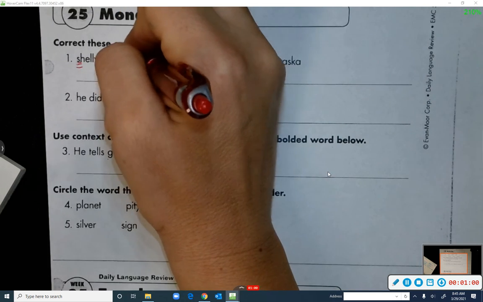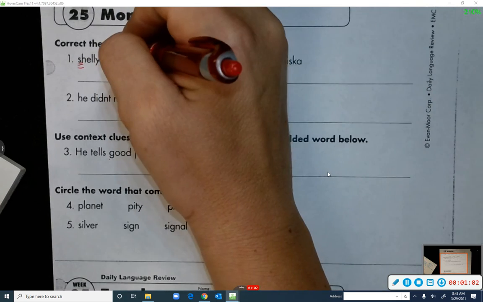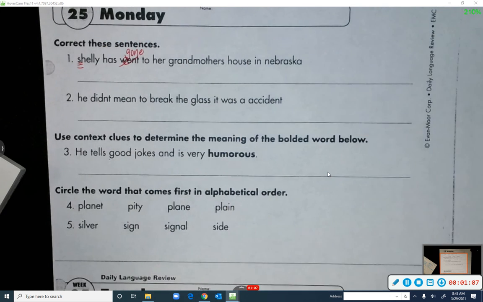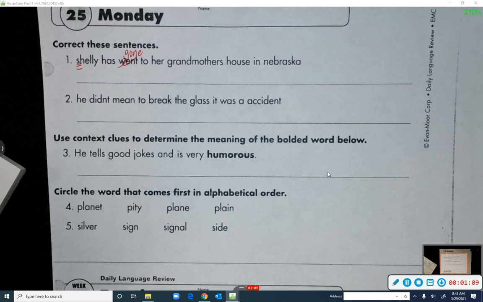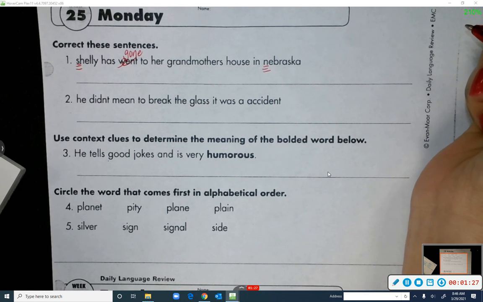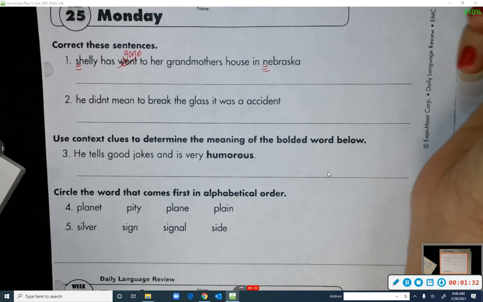So either way I would accept. We could change went to gone, or you just take out the has and leave went by itself. Okay, Shelly has gone to her grandmother's house in Nebraska. Okay, Kelsey, what's next? Nebraska, the N in the beginning needs to be capitalized. Okay, the N needs to be capitalized because that's a state, proper noun. States are proper nouns.